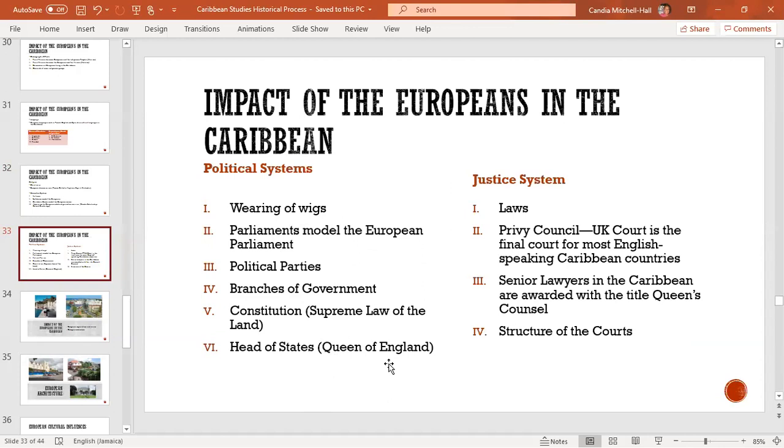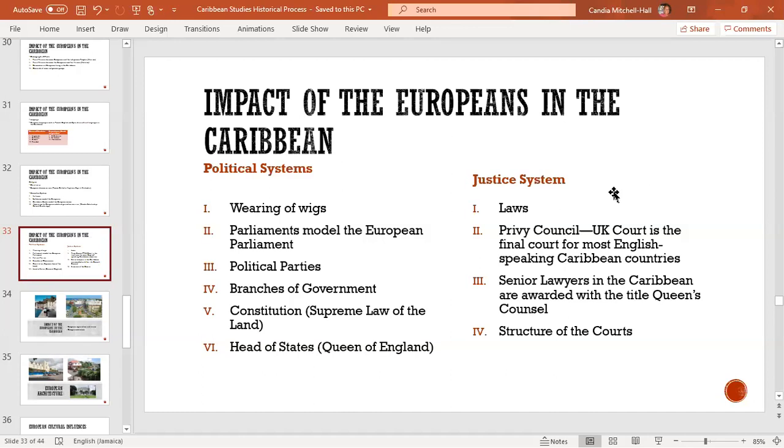Same thing for places like Barbados, Grenada, St. Vincent, these territories, their head of state. So you have two things: a head of state and a head of government. The head of government is the prime minister, the head of state is the queen. And so in most of our territories today, we still have the head of state as the queen.